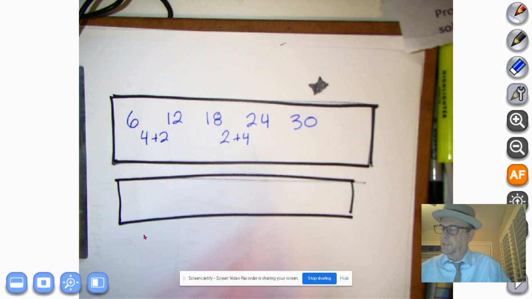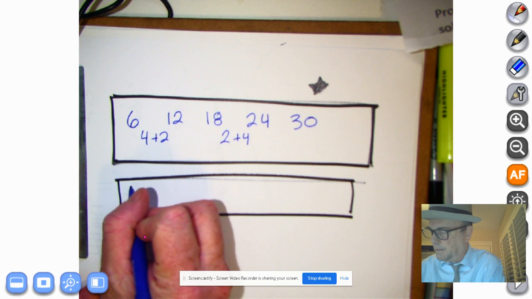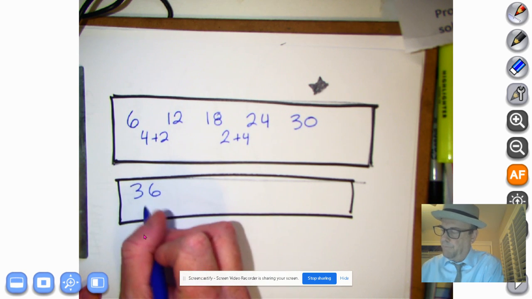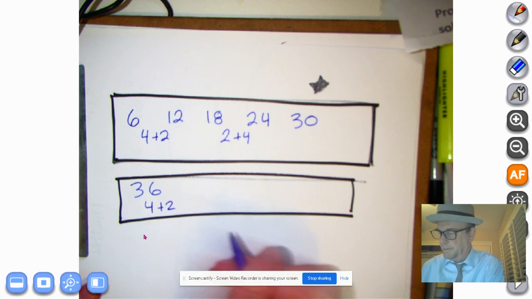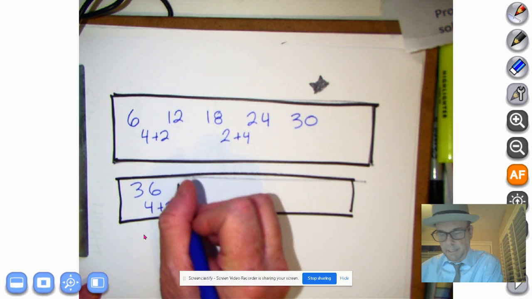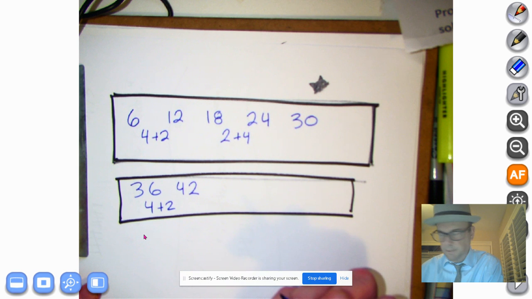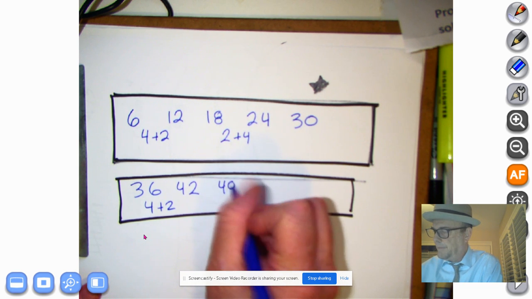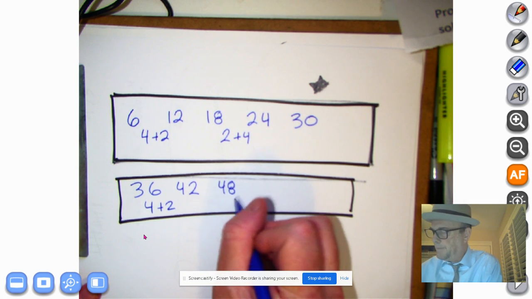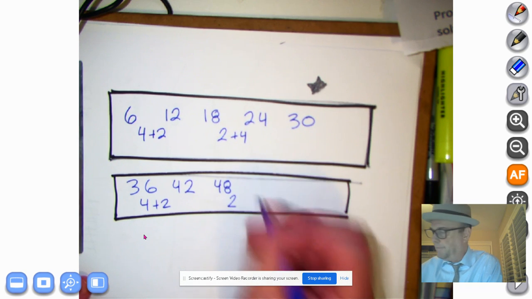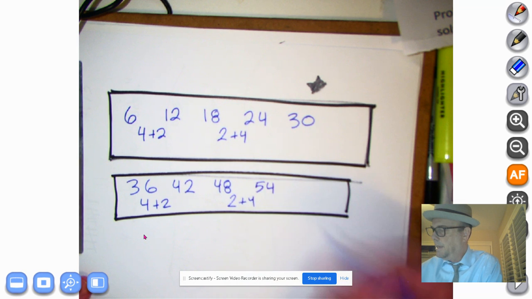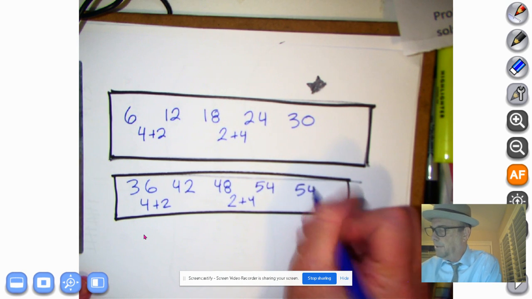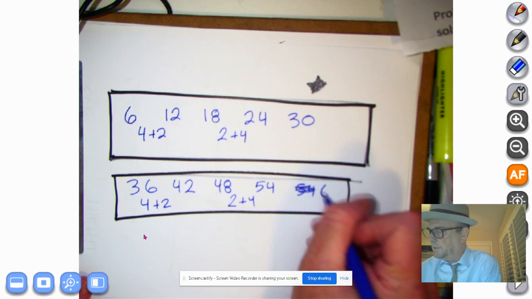All right, so our next one is 30 plus 6 is 36. And what we're going to do is add 4 to get to 40, and then plus 2. There's adding another 6. 4 plus 2 is 6 to get to 42. Making sense? 48. We're going to add 2 to get to 50. 48, 49, 50. Plus 4 is 54. Voila. And then 54 plus another 6, of course, would be 60.